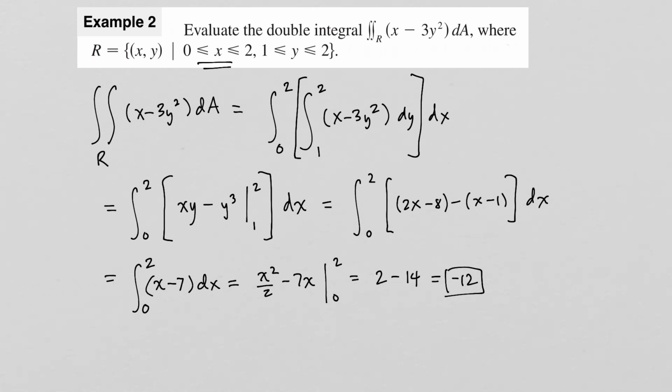Now you might ask, why is this negative if it represents a volume? Well, remember, the function f of xy, if it dips below the xy plane, you are going to get a negative volume. So it is possible for volumes to be negative, even though we know in the real world we don't think about volumes as negative numbers. But here there is a meaning for that.